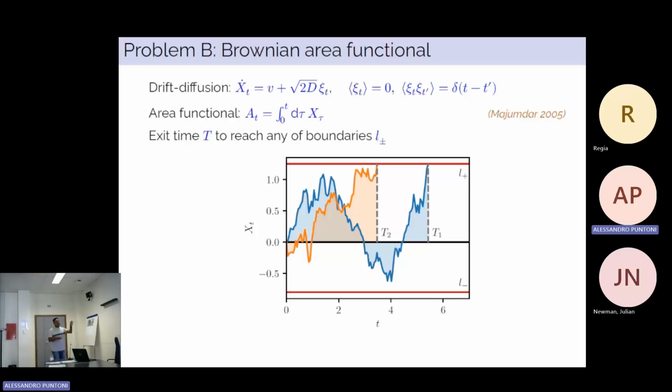Why? Because this is, let's say, one of the simplest examples of a Brownian area functional. Maybe people from finance know how important this Brownian functional is for option pricing and this kind of thing. And then we ask, let's say, what is this mean area? What is the relationship between L plus and L minus, the two boundaries?